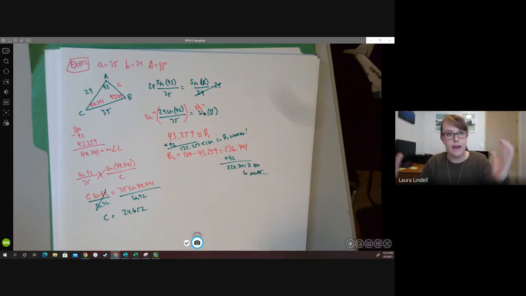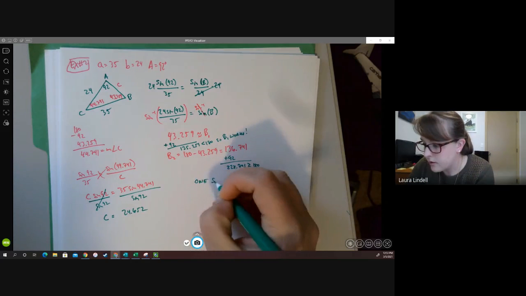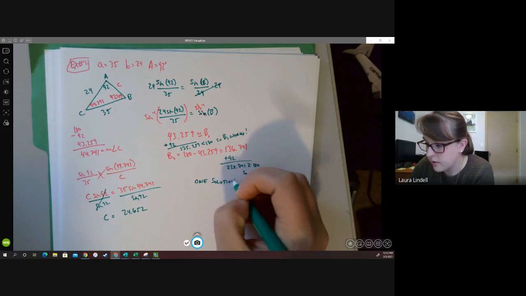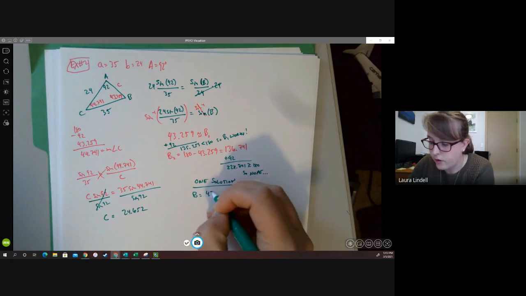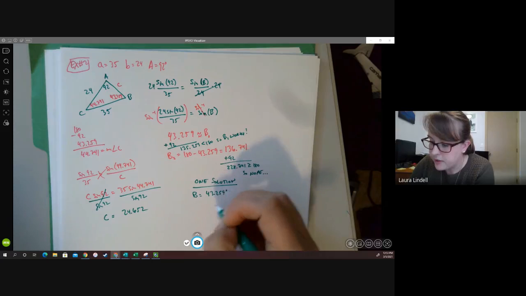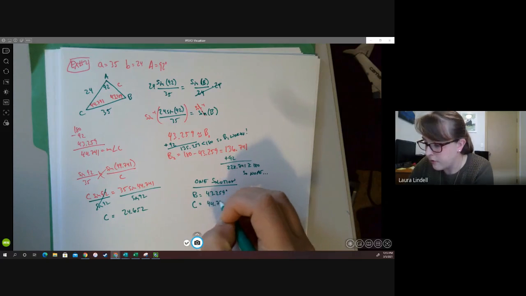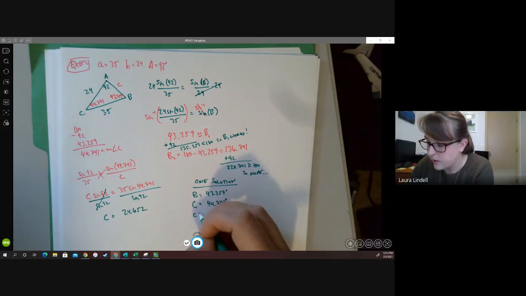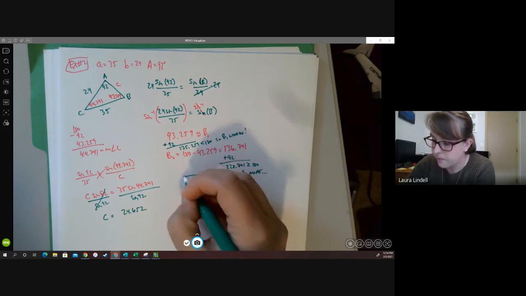So if I was gathering my answer all together, I would say there is one solution, and it is the solution where B is 43.259 degrees, where C is 44.741 degrees, and where side length C is 24.652.